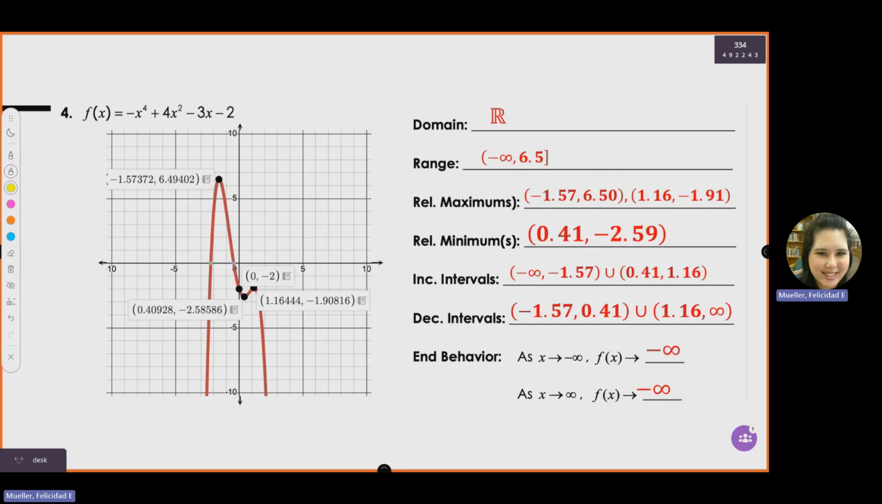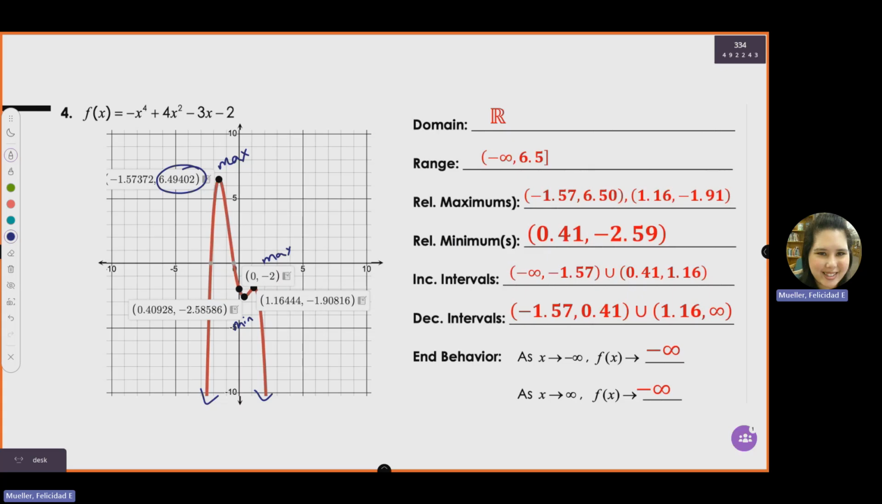We do have a max, so we have a high point. So we're going to use that y value for my maximum. So we're going to say 6.5. I really should have 6.50, but we're going to go with 6.5. And then we have a minimum here, and we have another maximum up here. So we have 2 maxes and 2 mins. So my range goes from negative infinity, my lowest y value, up until 6.5.